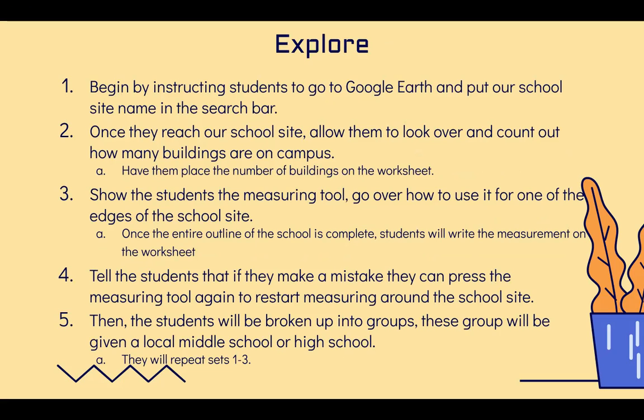Once the entire school is outlined and complete, they will write out their measurement on the worksheet. Then tell the students if they make a mistake, they can just press on the measuring tool again and start all over. Then the students will be broken up into groups, and these groups will be given a local middle school or high school, depending on how big your district is, and they will repeat steps 1 through 3.